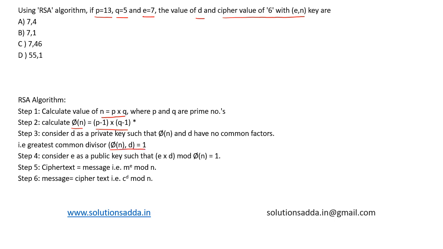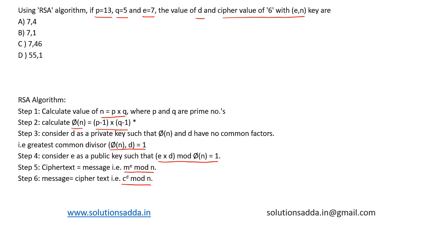Then we consider E as a public key such that E into D mod phi of n is equal to 1. Now the cipher text will be calculated as message raised to E mod n, and the deciphered text based on cipher text is C raised to D mod n.